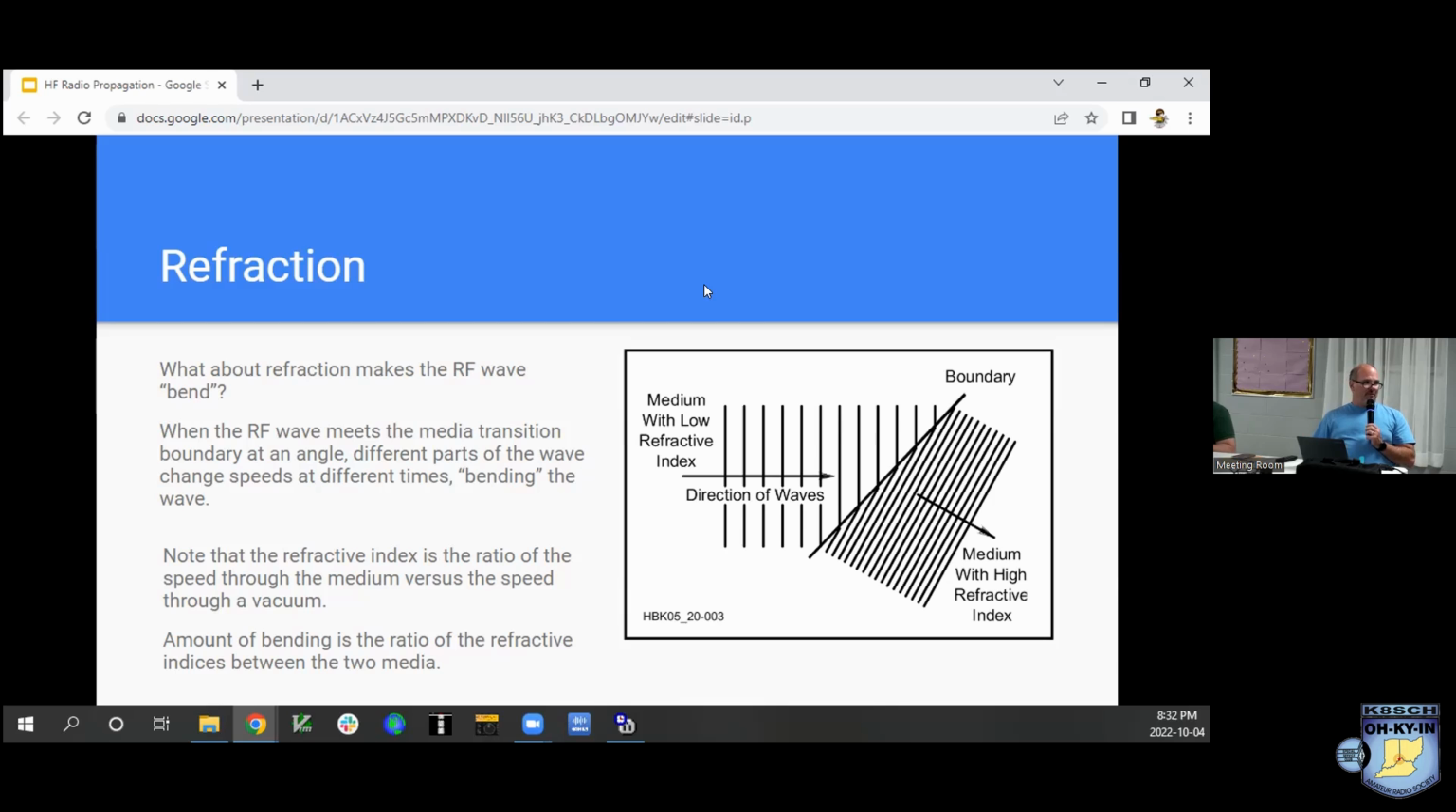So note that the refractive index is the ratio of the speed through the medium versus the speed through a vacuum. This is just some details. Keep it in mind. It's not going to be on the test. Also note that the amount of bending is the ratio of the refractive indices between the two media. So if you're coming in from nothing into the ionosphere, you have one thing. If you're going through different layers of the ionosphere, you're going to get different factors.